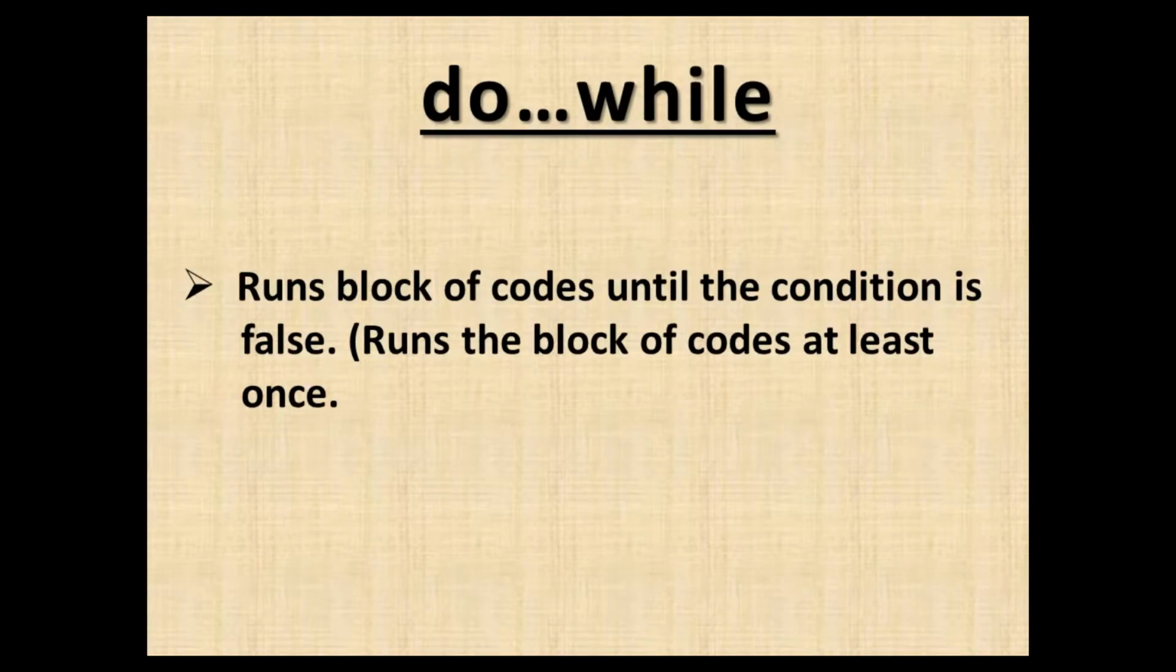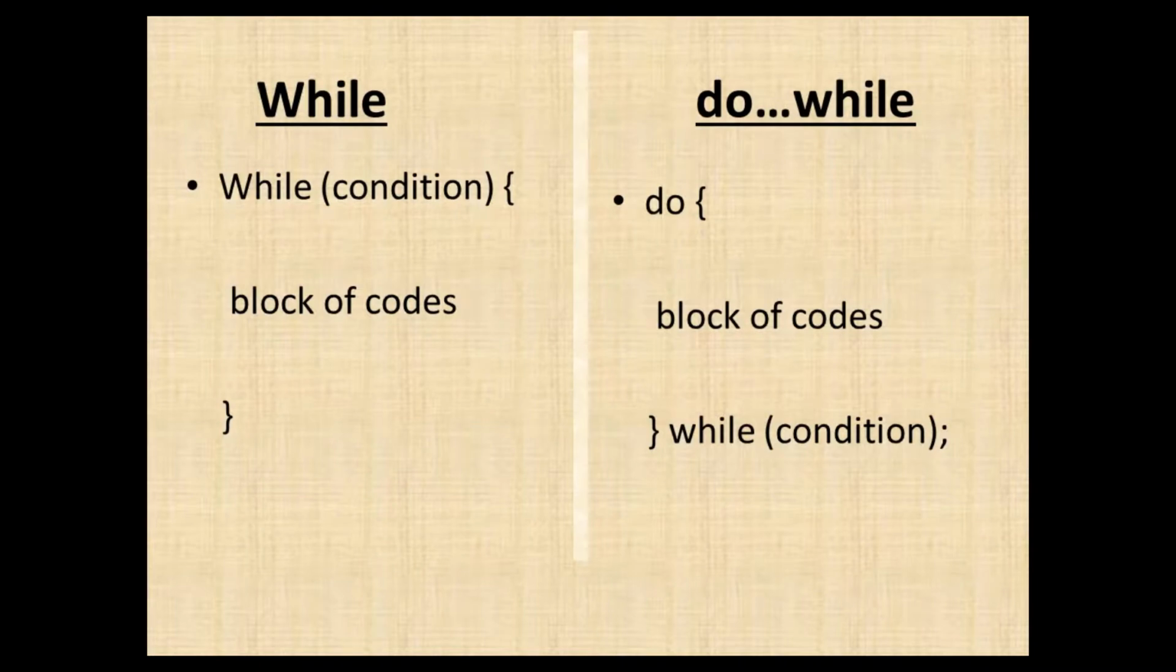Now we enter the do while loop. I am going to show you the syntax of both loops simultaneously. We can see that in the while loop, we use the while statement first, then write the condition inside small braces, and in curly braces, we write the block of statements. Whereas in do while, we write do, then start curly braces. Inside the curly braces, we write the block of statements. After that we write while and provide the condition inside small braces.